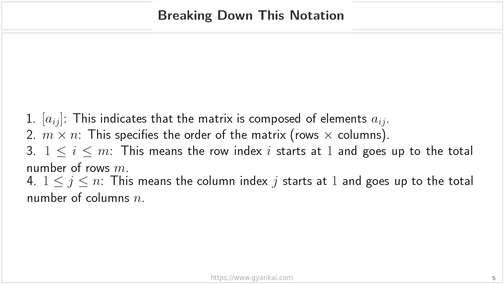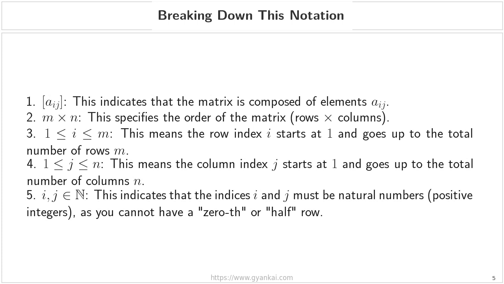Similarly, the expression 1 is less than or equal to j, which is less than or equal to n, tells us that the column index, j, starts at 1 and continues up to the total number of columns, n. Finally, the statement that i and j belong to the set of natural numbers is a critical detail. This indicates that the indices must be positive integers, as it is logically impossible to have a 0th row or a half column in a matrix. Now that we have seen the general representation of a matrix, let us break down exactly what each part of that mathematical expression means to ensure there is no confusion.